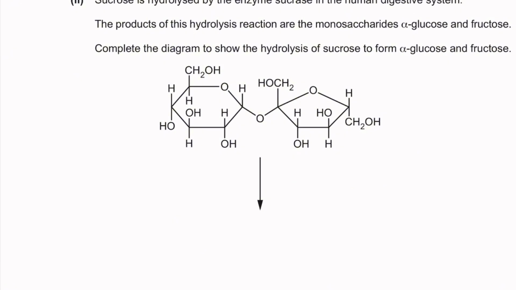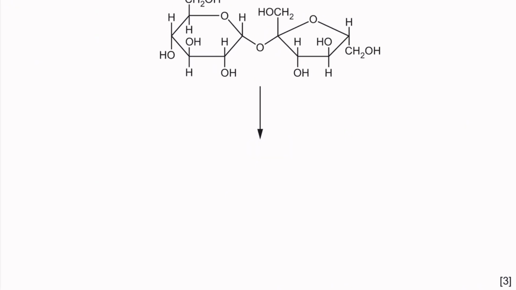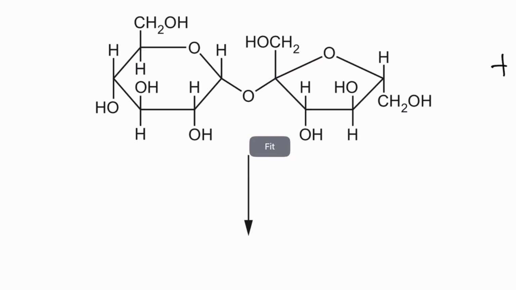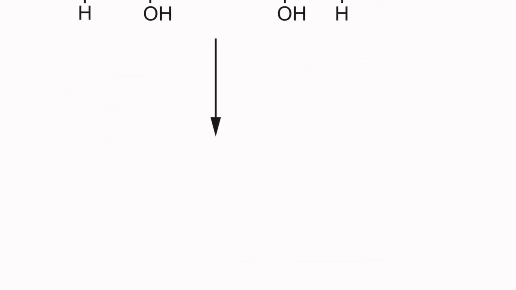2. Sucrose is hydrolyzed by the enzyme sucrase in the human digestive system. The products of this hydrolysis reaction are the monomers alpha glucose and fructose. Complete the diagram to show the hydrolysis of sucrose to form alpha glucose and fructose. Okay, so with hydrolysis remember we need H2O. After H2O we can just go ahead and split these two. So here we're going to break these and basically place an OH instead.